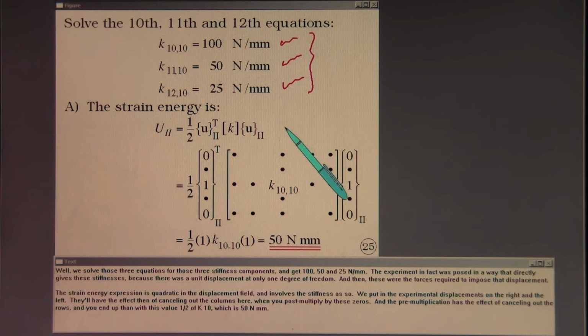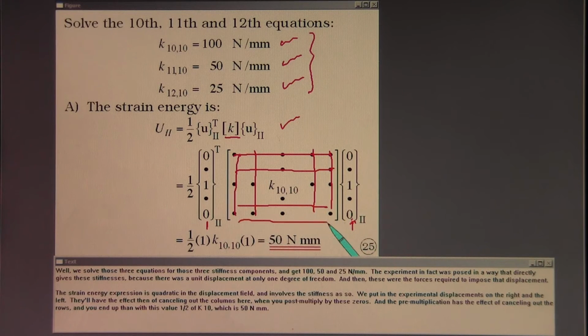The strain energy expression is quadratic in the displacement field and involves the stiffness as so. We put in the experimental displacements on the right and the left. They'll have the effect of canceling out the columns here when you post-multiply by these zeros, and the pre-multiplication has the effect of canceling out the rows, and you end up with this value 1/2 of K1010, which is 50 Newton millimeters.